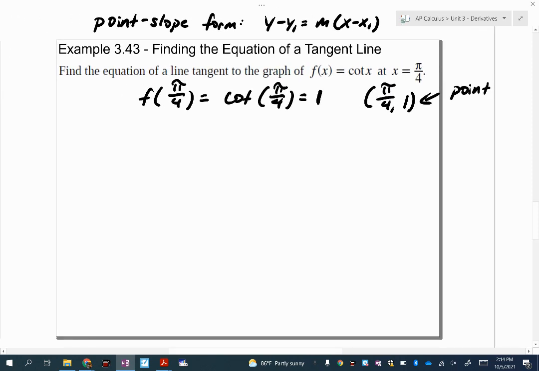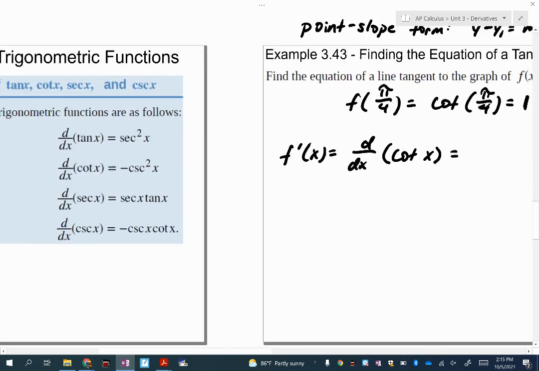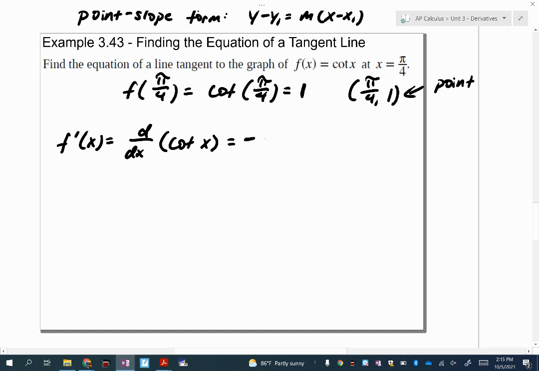The way we're going to do this is we're going to find the derivative of f of x, and then we're going to plug in the x value that's given to us to find the slope of the line that's tangent to this curve at that point. Okay, so let's find f prime of x, which is d dx of the cotangent of x. If I go over to cotangent of x, it says it's negative cosecant squared x. So I'm going to write down negative cosecant squared x. All right, so that is our derivative.